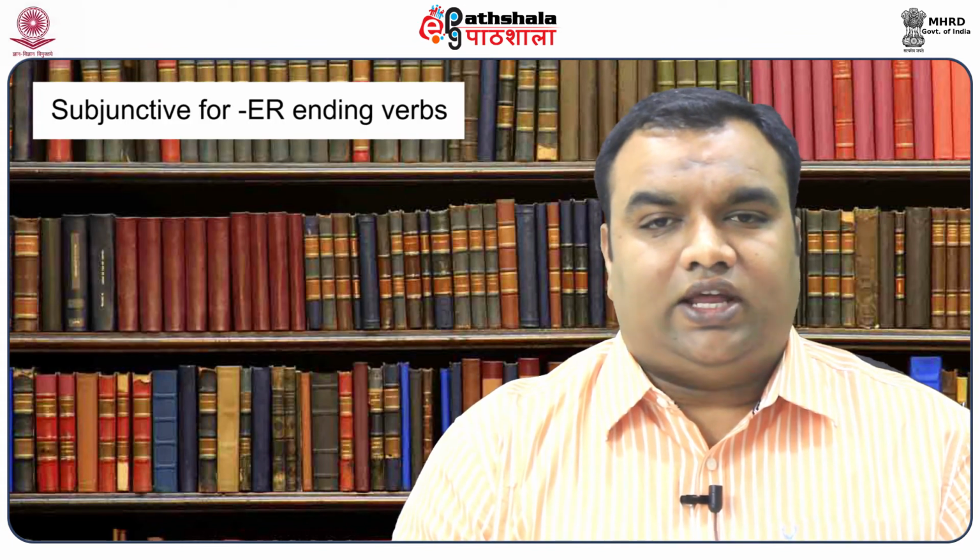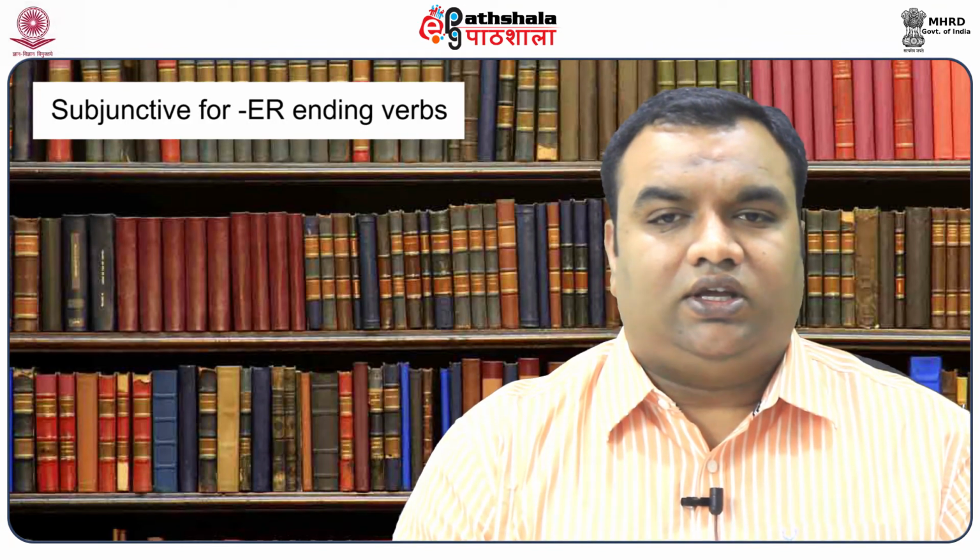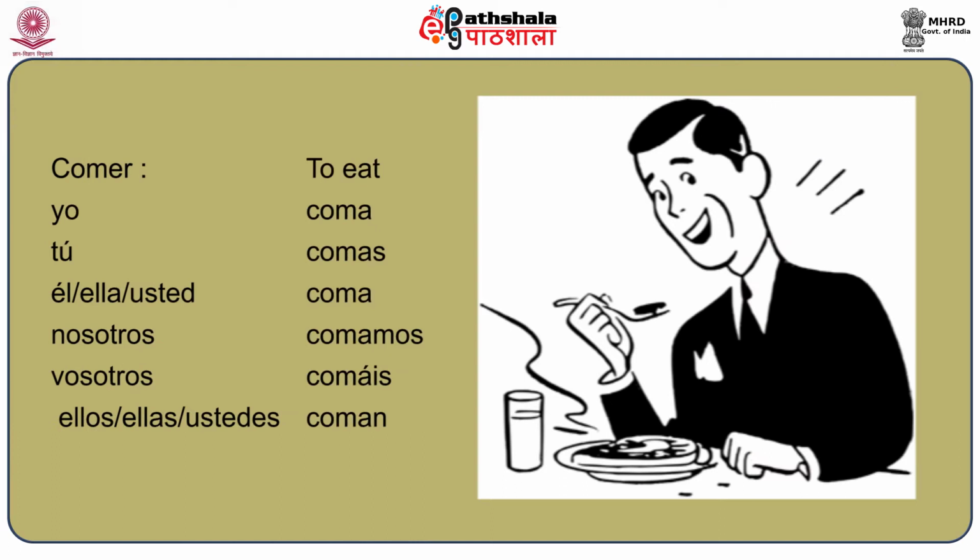Let's come to the next set of verbs, that is the ER ending verbs. We have to follow the similar pattern in this case also. We start with the first form, that is the yo form of the verb in the indicative. Let's take the verb comer, which means to eat, as an example to see the conjugations in the subjunctive. The first form of comer in the present indicative is como.